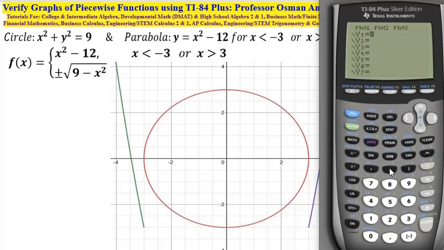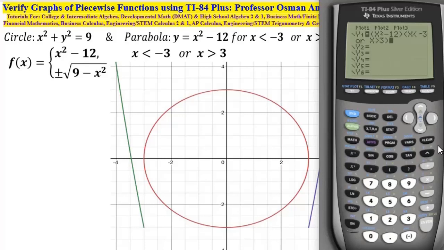The first function is, open parenthesis, x squared minus 12, and this is valid for x. Second, Math, less than minus 3, or. Second, Math, go to Logic, or. x is, second, Math, greater than 3.